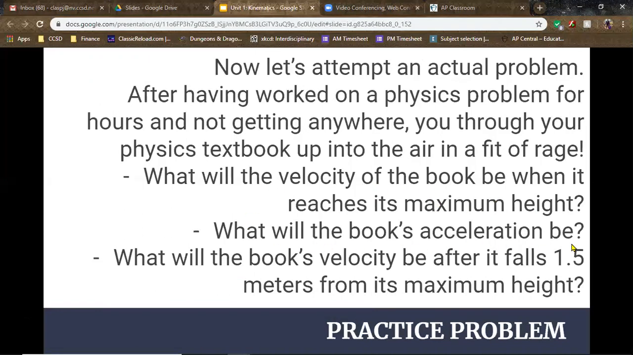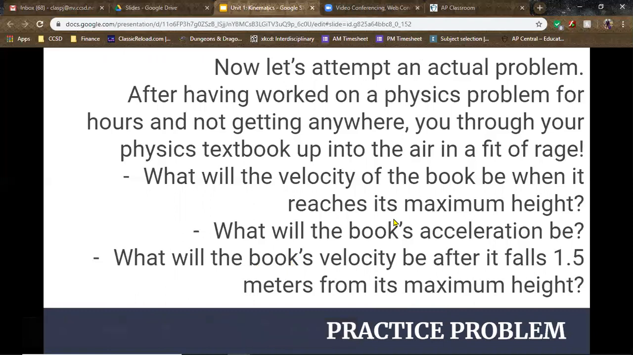What will the book's acceleration be? Well, what's the only force acting on it? The force of gravity, which means there's only one acceleration, and that's going to be the acceleration due to gravity. So it's going to be negative 9.81 meters per second squared, okay? What will the book's velocity be after it falls 1.5 meters from its maximum height, all right?